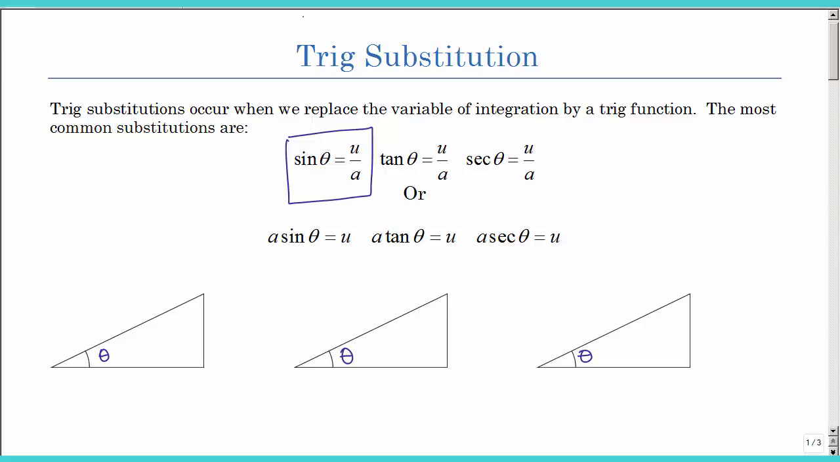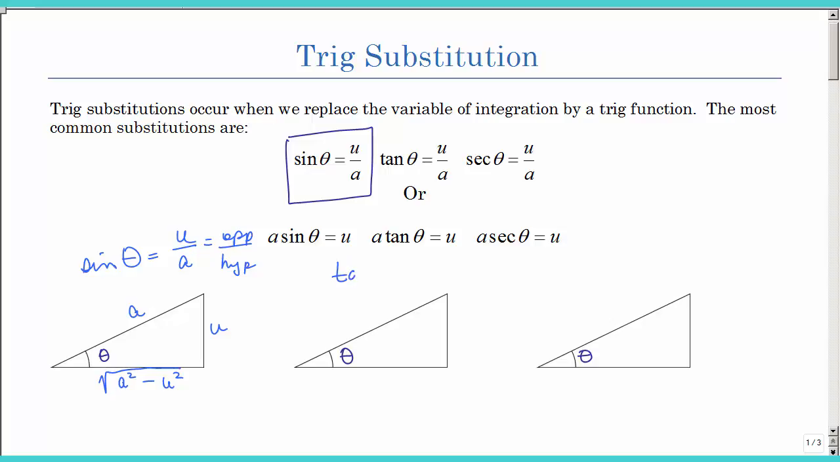Let's start out reviewing some basic trigonometry. If I define the sine of theta to be u over a, recall that we also defined the sine of an angle as the opposite side divided by the hypotenuse. So labeling this first triangle, I would have the u here and the a here. Using the Pythagorean theorem to get the missing side would be the square root of a squared minus u squared.